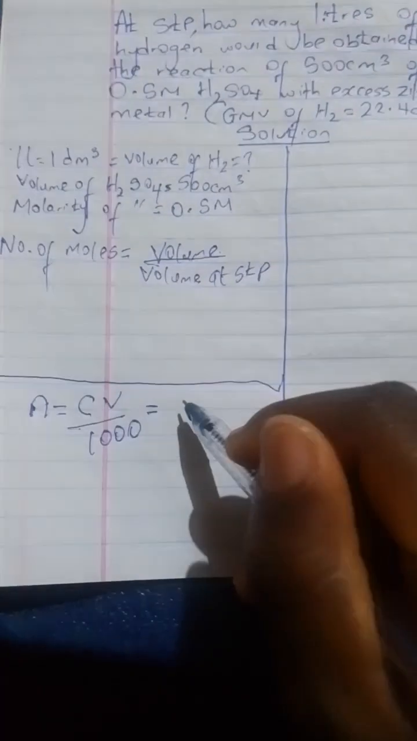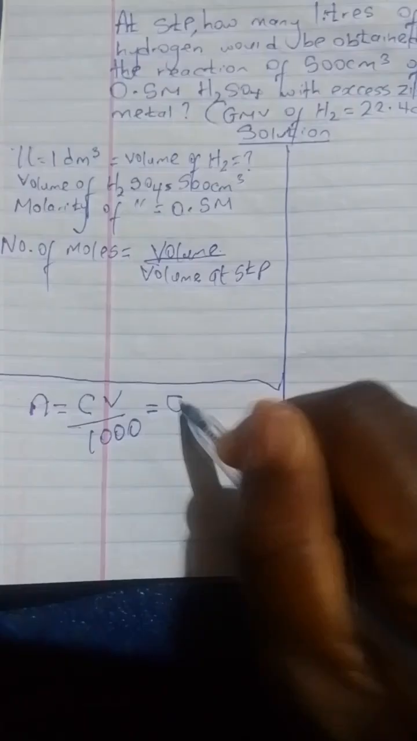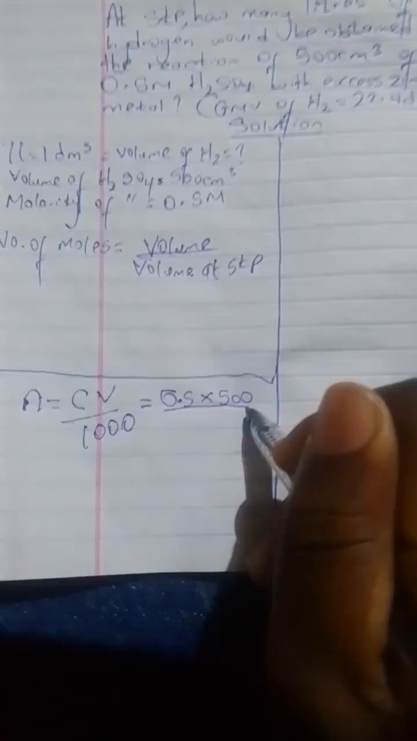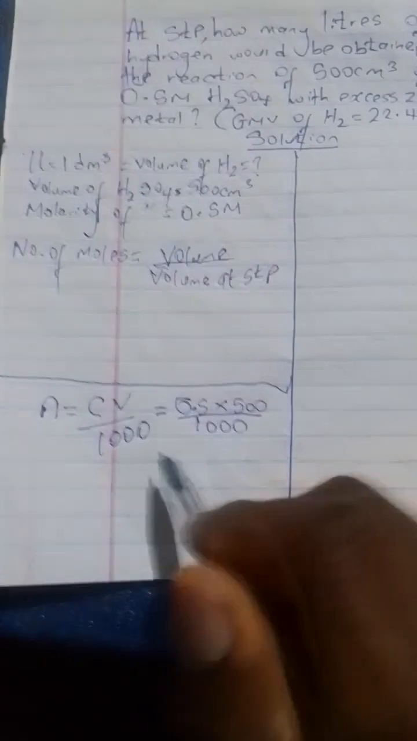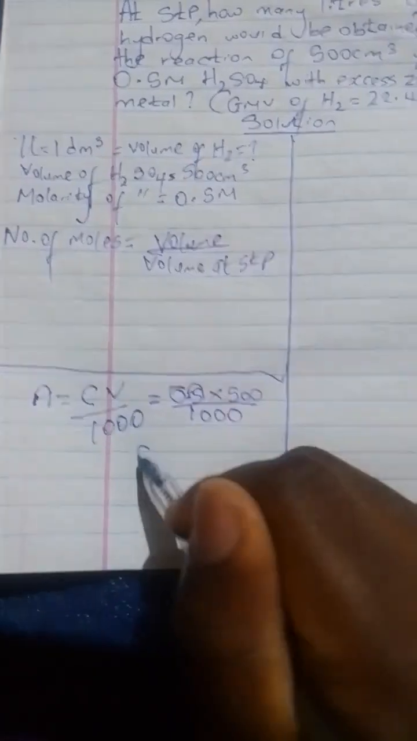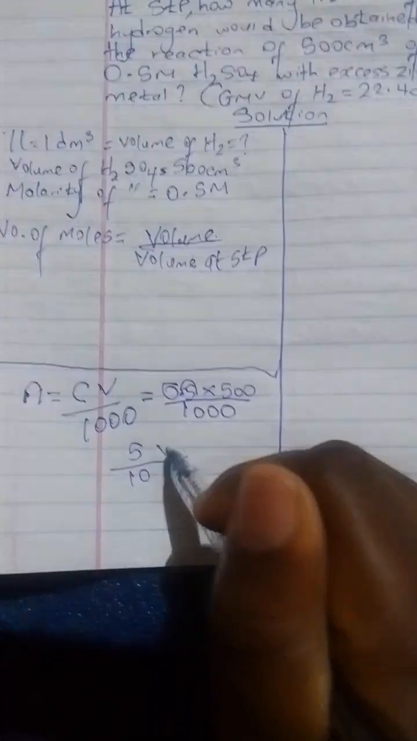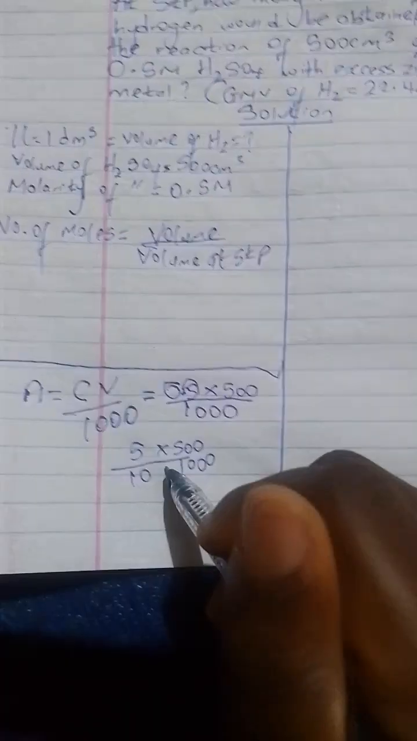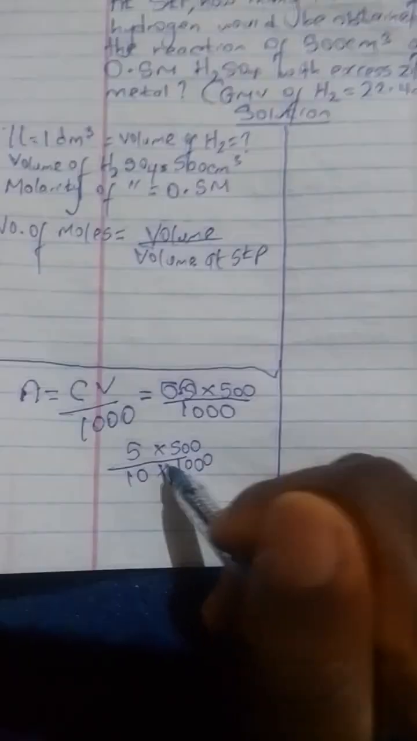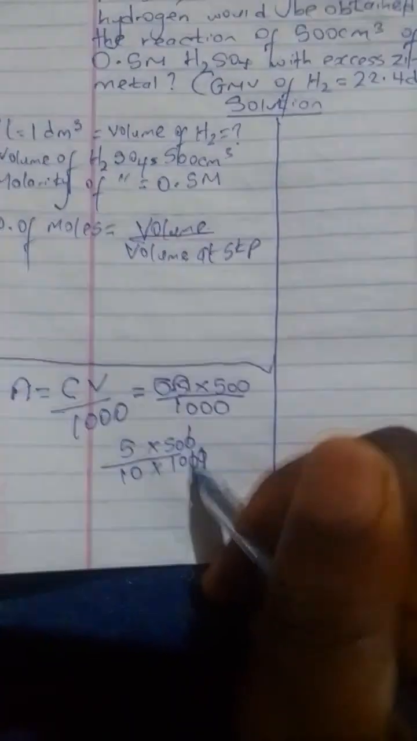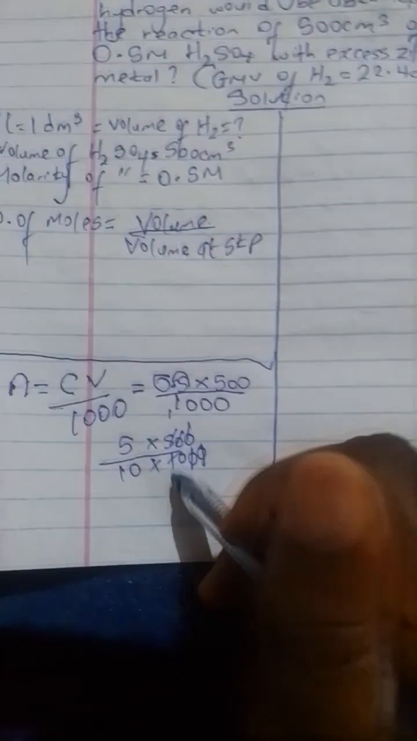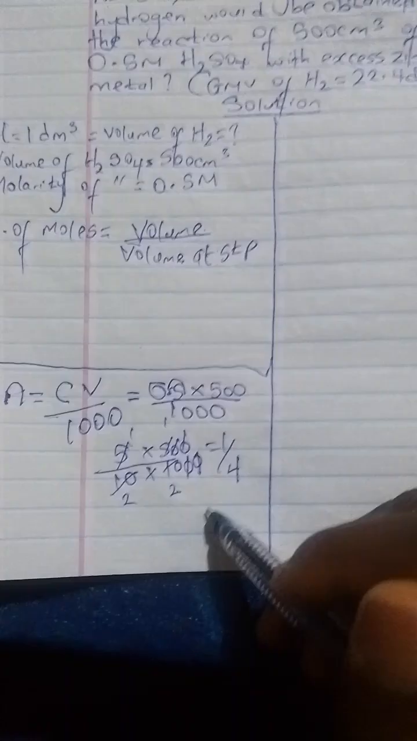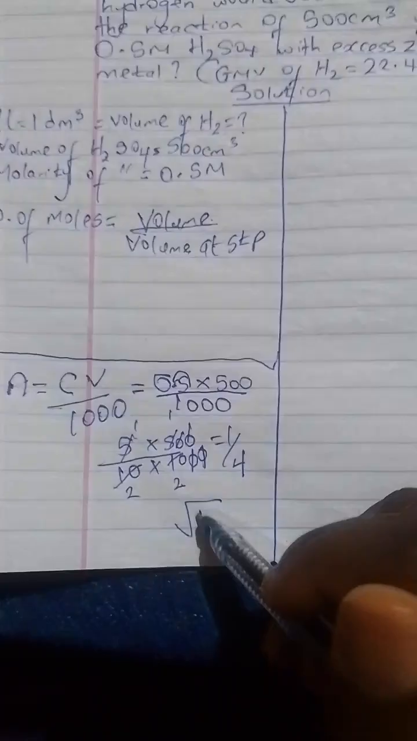Let's hurry up. Concentration is 0.5 times 500 over 1000. If I move this, it gives me 5 over 10 times 500 over 1000, which becomes 5 over 10. Zero cancels zero, 5 goes into 5 once, and 5 into 10 twice. This is 1 over 4, which is 1 divided by 4.